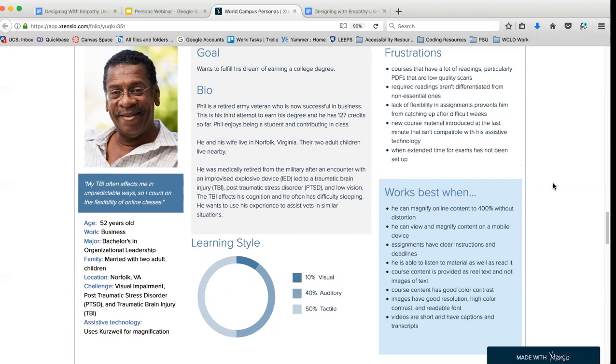And the PTSD means he sometimes does not sleep well. So like Linda, he has good days and bad days. He appreciates knowing which parts of the course are required and which are optional, so that he can maximize the time when he's feeling good. And so Phil is an example of how some disabilities can occur together. So not all of our students have just one disability. And we have a number of military students.